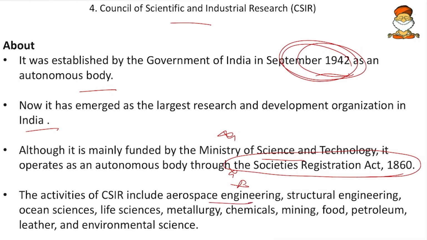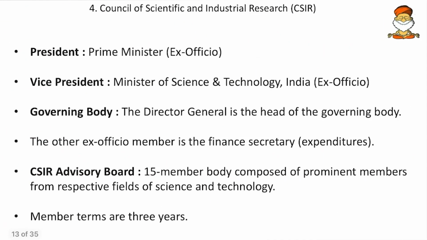Then the activities of CSIR include aerospace engineering, structural engineering, ocean sciences, life sciences, metallurgy and others. So in varied fields, research and development is undertaken in this council. Then who is the president of this council? The Prime Minister happens to be the ex officio president, and then the vice president, obviously, is the Minister of Science and Technology. Then the governing body.